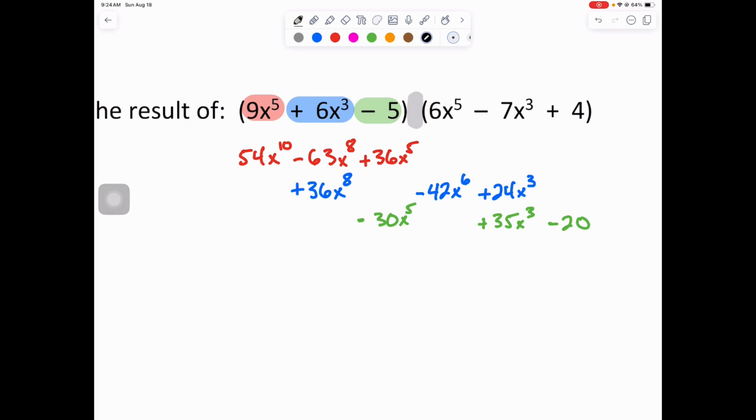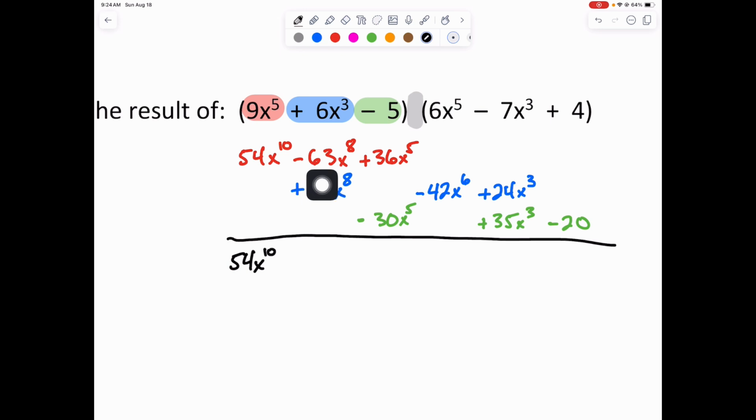And now what we do is we just draw our little line, and we work top to bottom, left to right. And again, if there's nothing below, well, there's nobody home. Just bring it straight down, that 54x to the 10th. Let's bring it down. All right, negative 63x to the 8th plus 36x to the 8th. Well, if you owed me $63 and you paid me back 36, you still owe me 27. So you're minus 27x to the 8th.